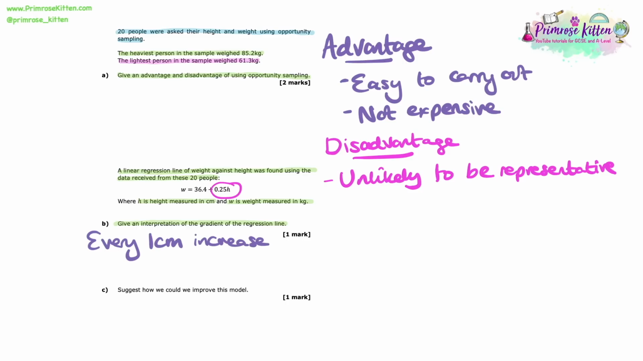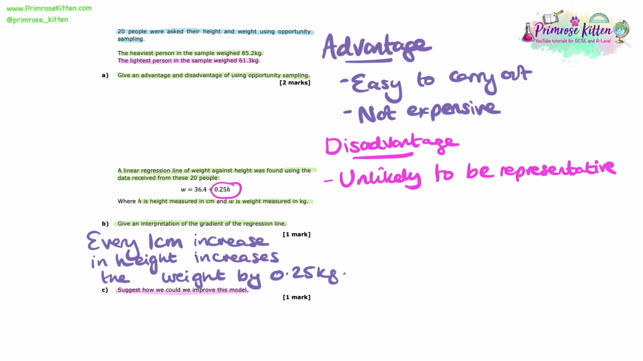Well, this is a common question, and the format of this answer is how we want to answer these questions. So for every 1 centimetre increase in height, the weight is going to increase by 0.25 kilograms. And so we just need to look at those variables, think about what units they're in, and use those to explain what the gradient means.